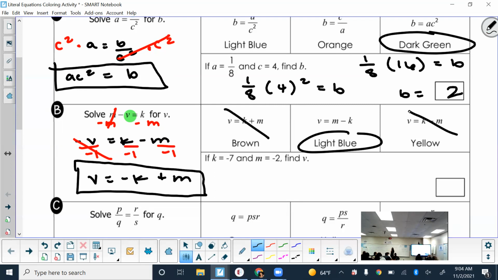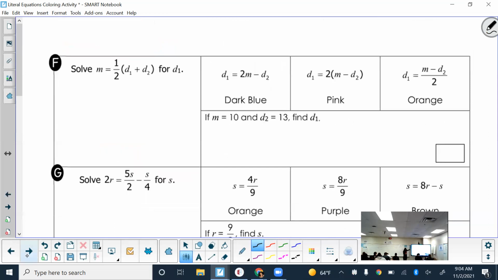All right, just looking at the sheet, front and back, are there any that you want to do together that you think look a little challenging right off the bat? Yes? Yeah. H. H? All right, so let's look at H.